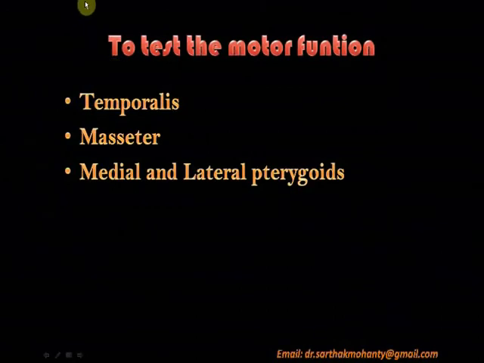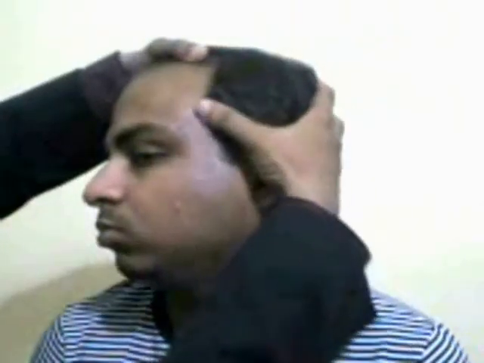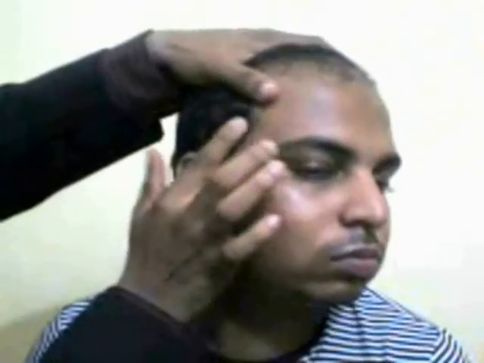To test the motor function, we'll test 3 muscles: temporalis muscle, masseter muscles, and the medial and lateral pterygoid muscles. Tell the patient to clench his teeth and note the tone of the masseter muscles and the temporalis muscles in the left side and in the right side. Now to test the action of lateral and medial pterygoids, tell the patient to open his mouth against your resistance and move his jaw from side to side.